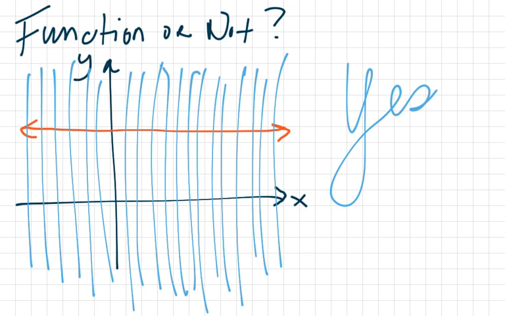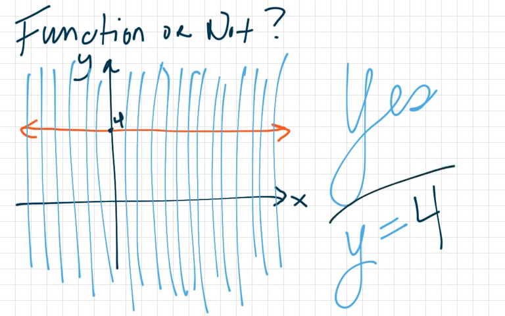If I were to write this function, it would actually be written as y equals a constant value. So let's say that this was hitting at 4. Okay, so we would say that y is equal to 4, and that equation represents this line right here. And what that means is that for every value of x, y is equal to 4.